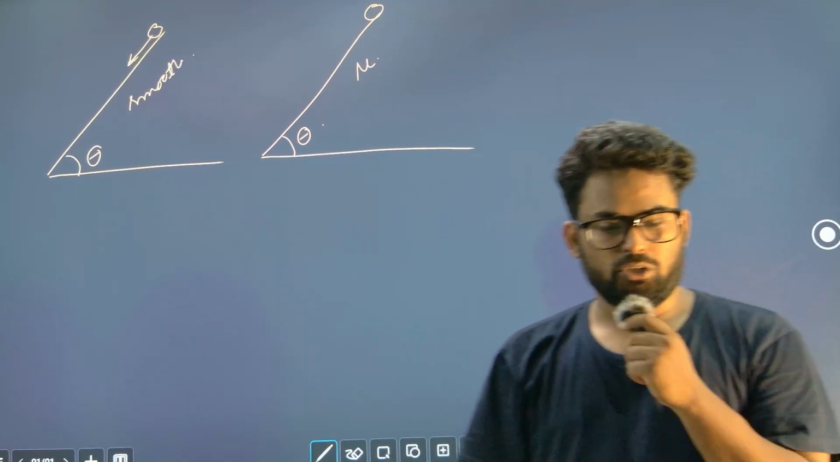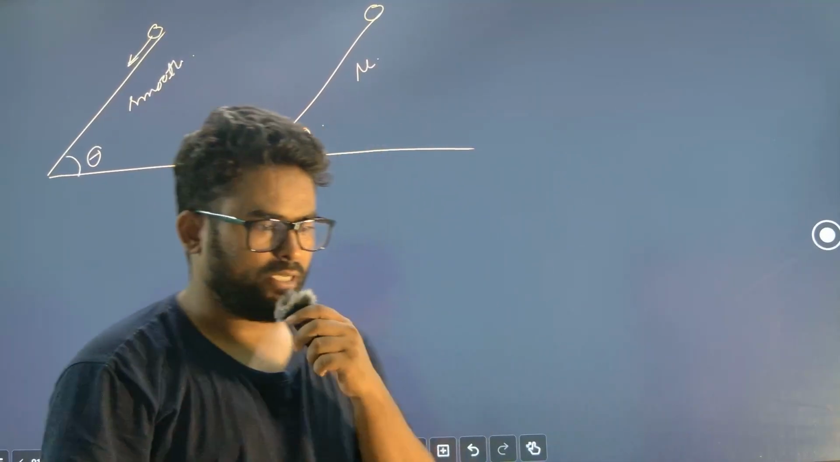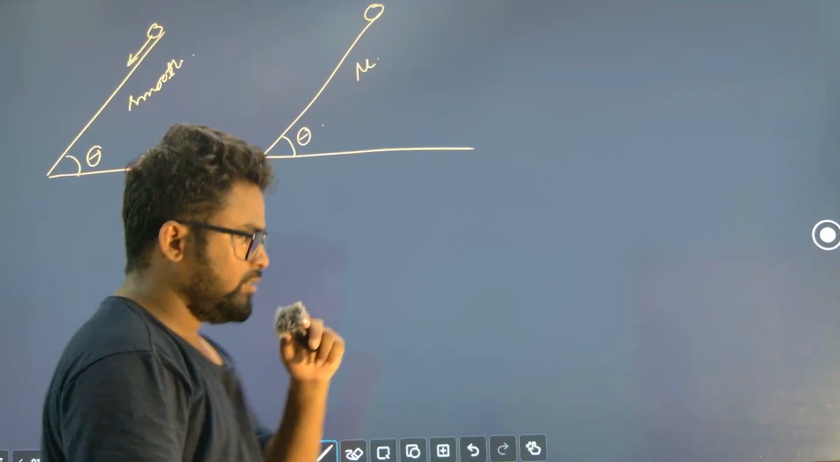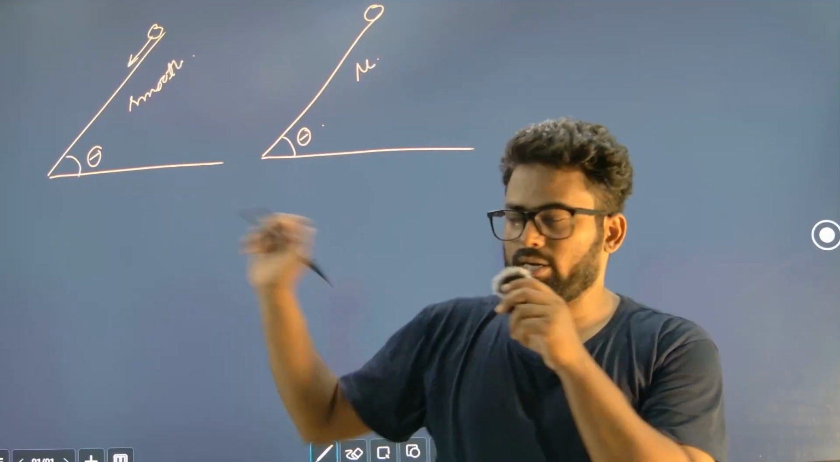Okay, so let's see this question now. Again, Newton's laws of motion, including friction. The question says that there are two inclined planes. One is smooth and one is with friction. So two inclined planes are there.